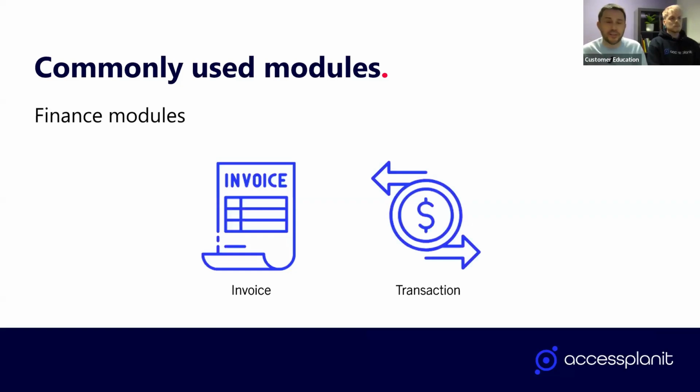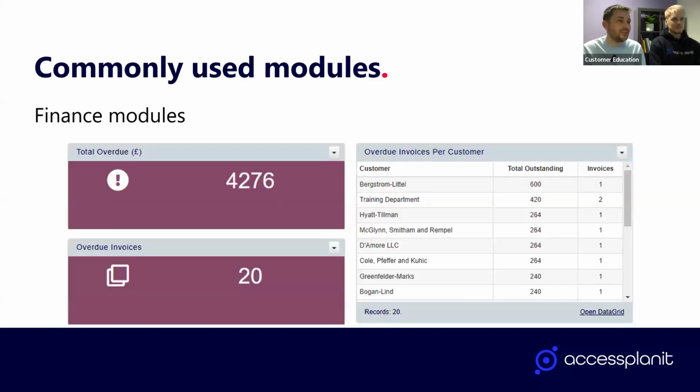Next, we're going to talk about 2 finance modules, invoice and transaction. Both modules are commonly used in dashboards and report engine to report on finance information. The invoice module focuses on invoice information. It contains data like who is being invoiced, what is the invoice reference, how much is the invoice, when is it due. Where's my money? Because of this, it's really helpful for creating gadgets and reports about overdue invoices.